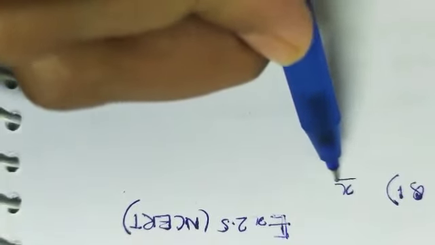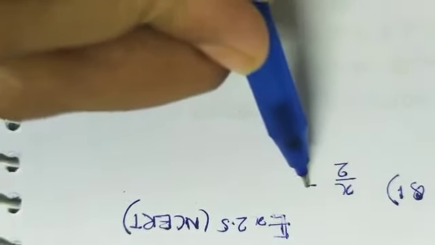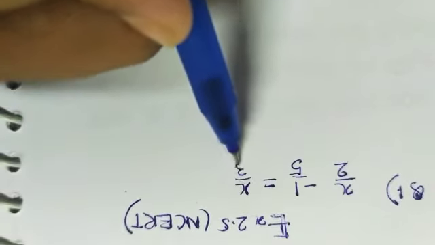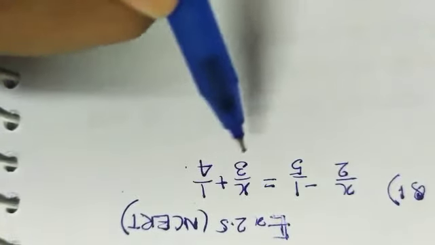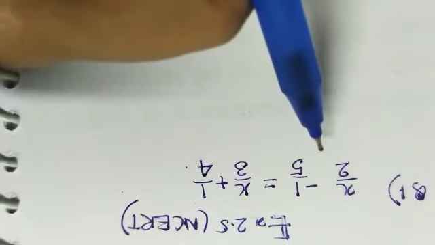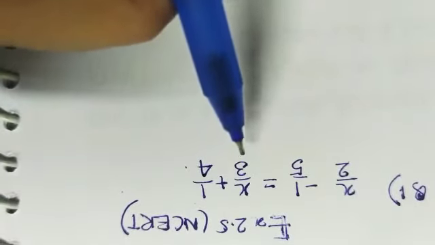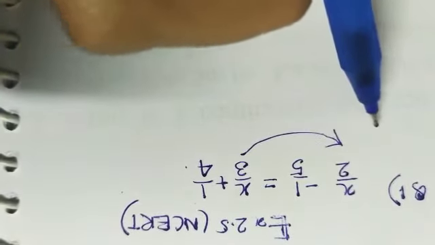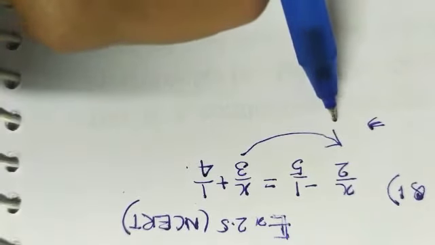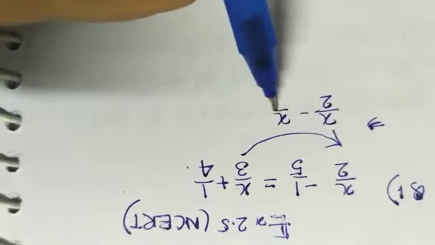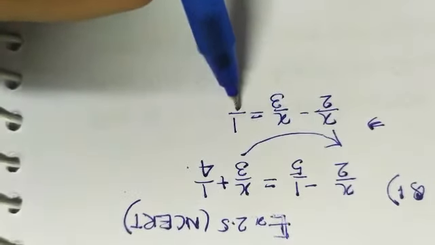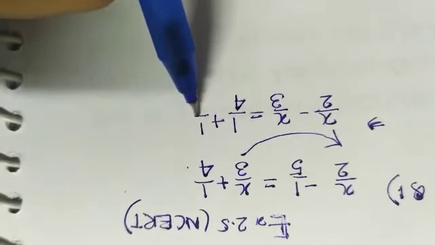Question number 1 is given as x by 2 minus 1 by 5 equals x by 3 plus 1 by 4. We need to solve it. We have always seen that if we transfer the x terms towards one side, the calculation becomes much easier. So let's transfer this term to this side. Now x by 2 minus x by 3 equals, taking the constant on the other side, 1 by 4 plus 1 by 5.